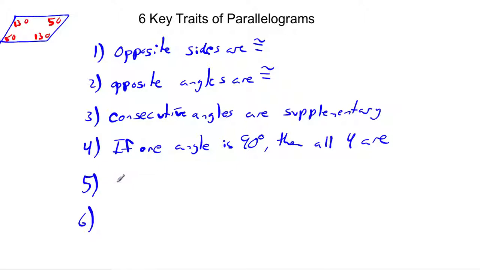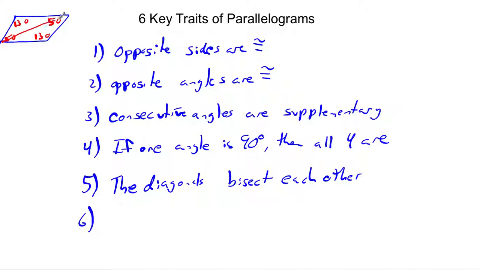Number 5 is that the diagonals bisect each other. So a diagonal is a line that connects opposite vertices. So this is equal to this, and this is equal to that.